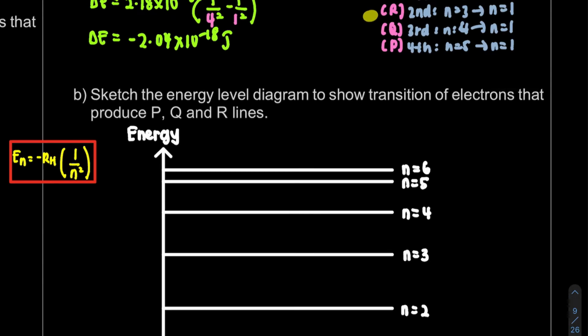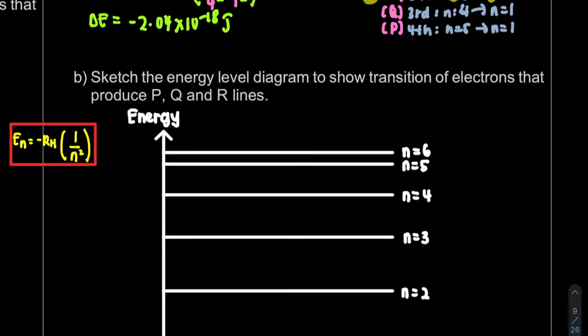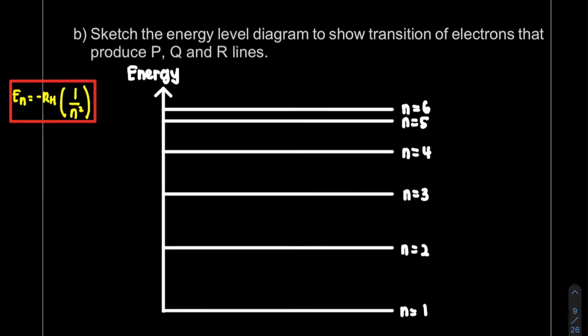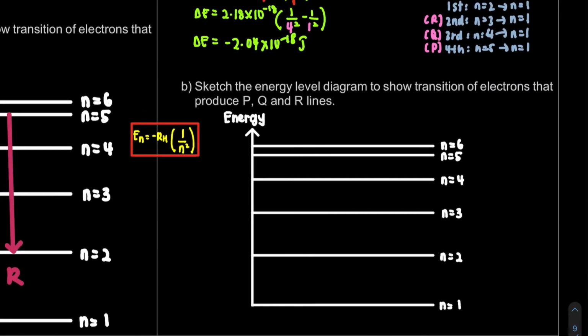Contohnya, R ni second line is n equal to 3 to n equal to 1. So, tengoklah di sini. N equal to 3, turun jadi n equal to 1. Kamu nak start mana-mana boleh. Kanan boleh, kiri pun boleh. So, contohnya, Miss start dekat sini. So, jangan lupa label. From n equal to 3 to n equal to 1 is actually my R. So, label lah. This is my R.